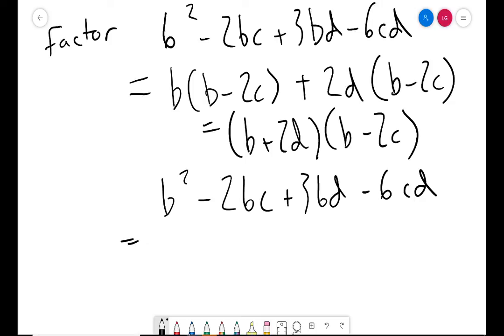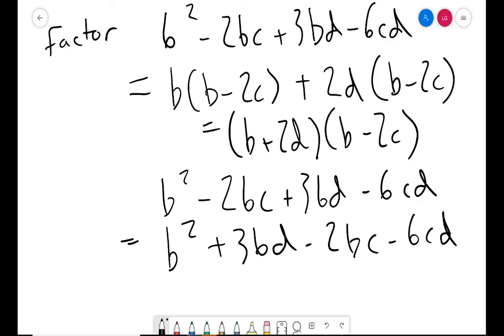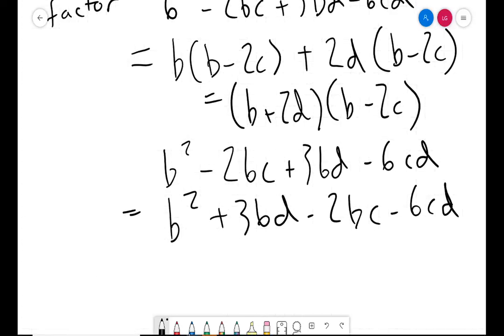What I want to show is that there are multiple routes to the same answer. For example, if this was rewritten like this, hopefully you notice that these two are equivalent. All I've done is commute the middle two terms, and because it's addition, we are able to do that and say they are equivalent. They are.